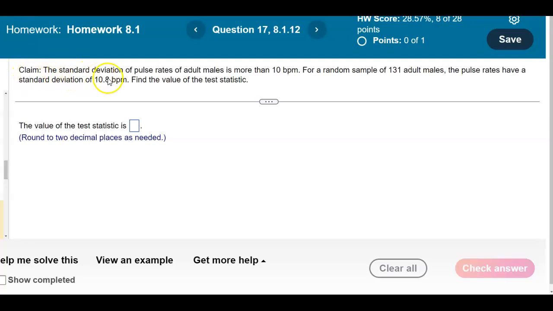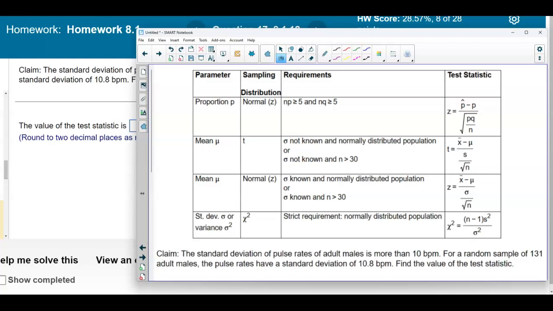Claim: the standard deviation of pulse rates of adult males is more than 10 beats per minute. For a random sample of 131 adult males, the pulse rates have a standard deviation of 10.8 beats per minute. Find the value of the test statistic. Okay, so here are our possibilities for our test statistic formulas: proportion, mean, and then the standard deviation or variance.